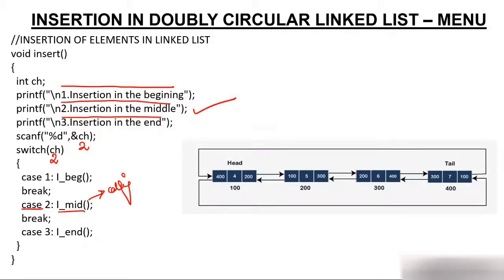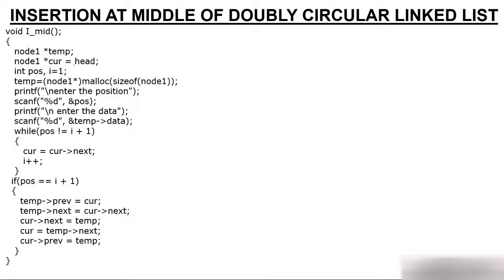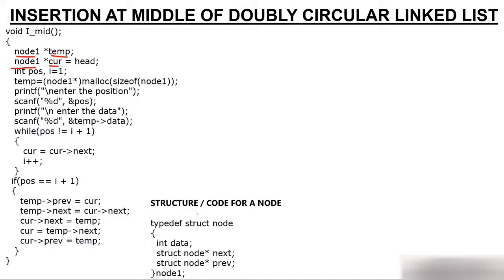Now let's go to the imid coding. In the imid coding, we have created two pointers, temp and current, and the data type of both pointers is node 1. So what is this node 1? I have explained to you many times what node 1 is.